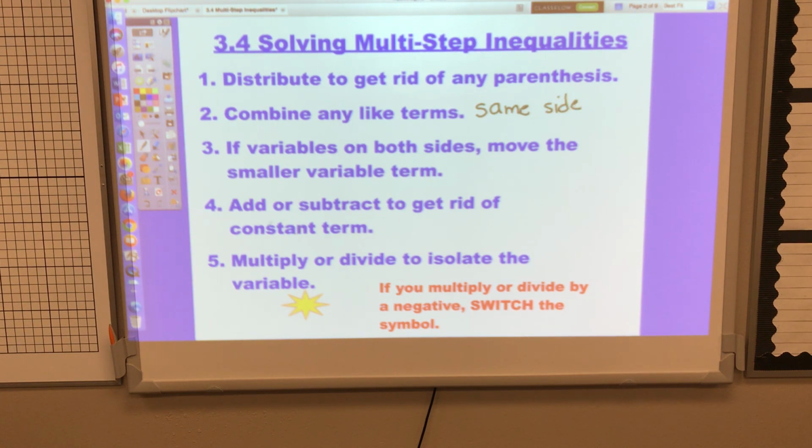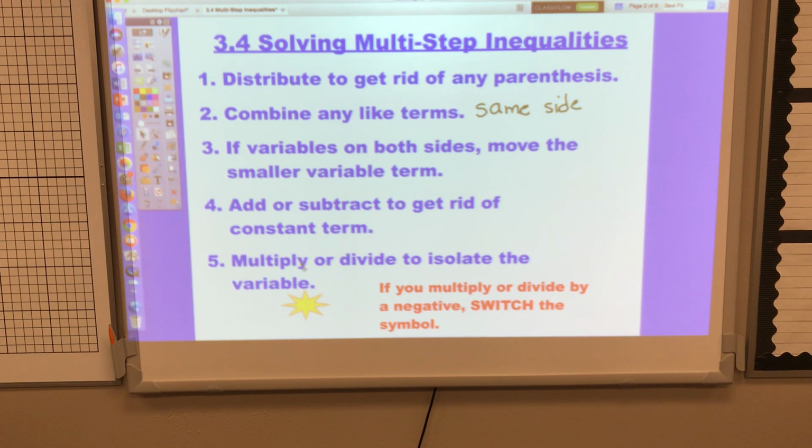Then we look if there's a variable on both sides. If there is, we move that smaller variable term. And again, it doesn't really matter which one we move, but if we move the smaller one, we're less likely to end up with that negative. Then we add or subtract to get rid of the constant. And last but not least, we multiply or divide to isolate our variable.